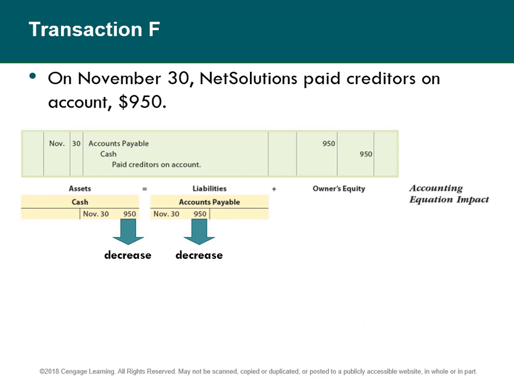Then they paid creditors on account $950. So here, sometimes, like if you're confused and you're not sure about debiting that payable, what you can do is credit cash first. Do the part that you're sure of. So if you know cash is going down, then this has to be a debit, and you would debit the payable, and then when you think about it, it might make more sense.